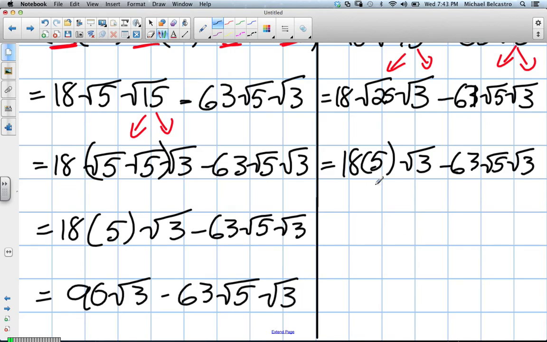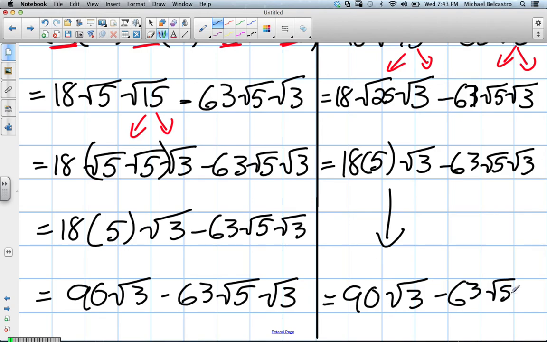We can't quite combine these. 18 times 5, we already know. We're just going to jump a step so we're at the same level here. 90 root 3 minus 63 root 5 root 3. So either way we solve this, one way looked a little faster than the other. I end up at the exact same thing.